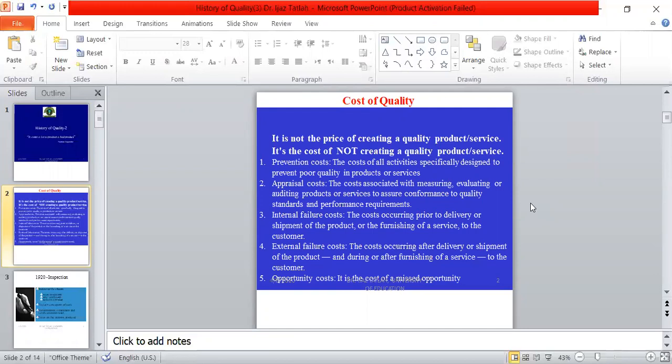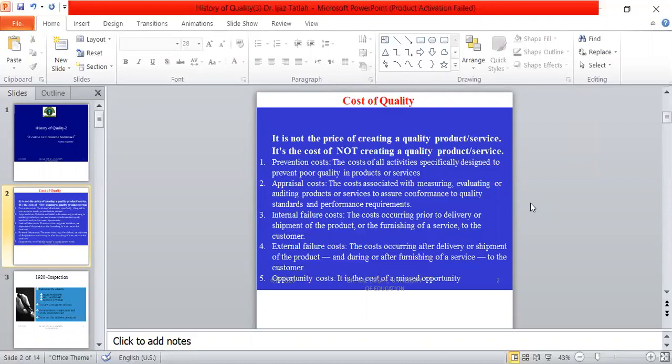Here, Augustine has given something about this cost. You can see it is there. It's not the price of creating a quality product. It is the cost of not creating a quality product.